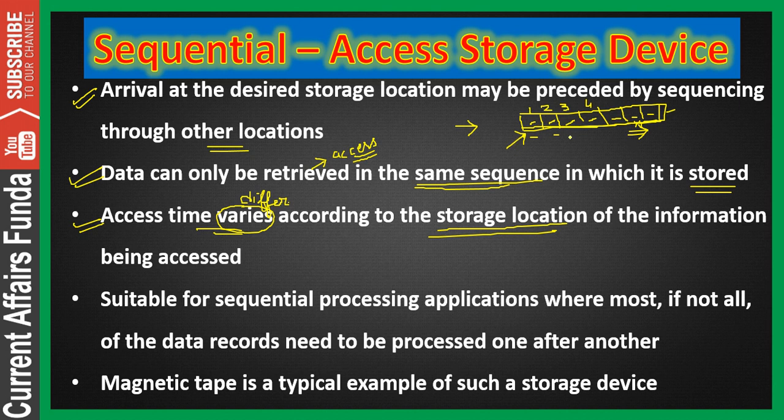The time to access data from the memory is called the access time. So the access time varies. How? Suppose I want to access my first data, then I will get that data very quickly, maybe in a nanosecond. But if my data is stored further along, then it will increase, maybe to around 6 nanoseconds. So the access time varies according to the storage location of the information being accessed. It will depend on where it is located.